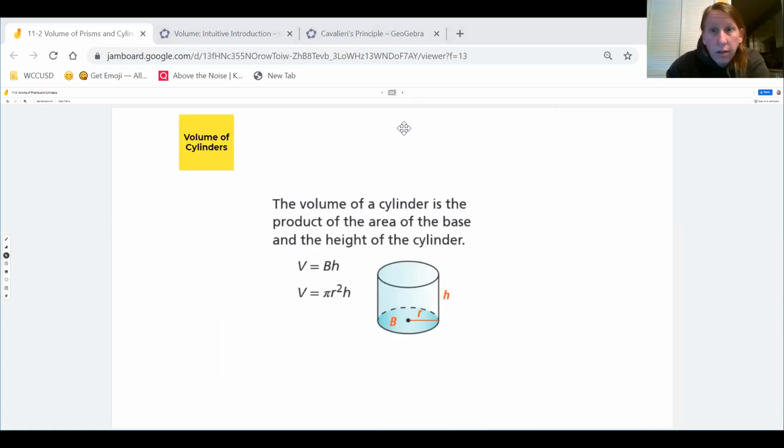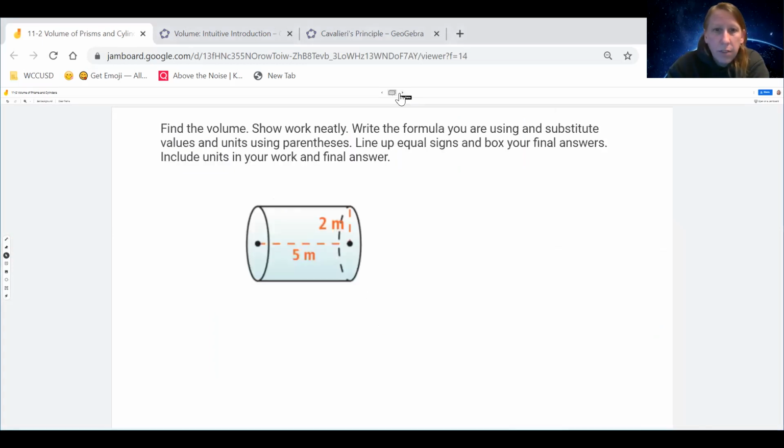Turn the world back on. Okay. So here's the formula. The base area is the area of a circle because the base of a cylinder is a circle. So it's pi r squared h. Let's practice 2 of them. So you're going to do the volume of a cylinder.